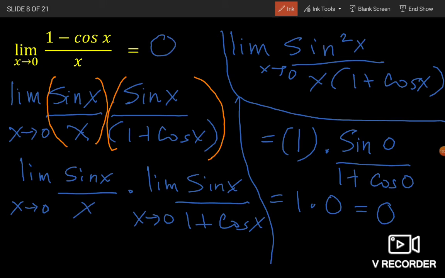So this is one of the basic limits, again, that you guys need to memorize. Limit of 1 minus cosine x over x as x approaches 0 is equal to 0. This is the second basic limit that you guys memorize. It will be much easier to solve more complex trigonometric function limits if you memorize this, as well as the previous one, limit of sine x over x as x approaches 0.